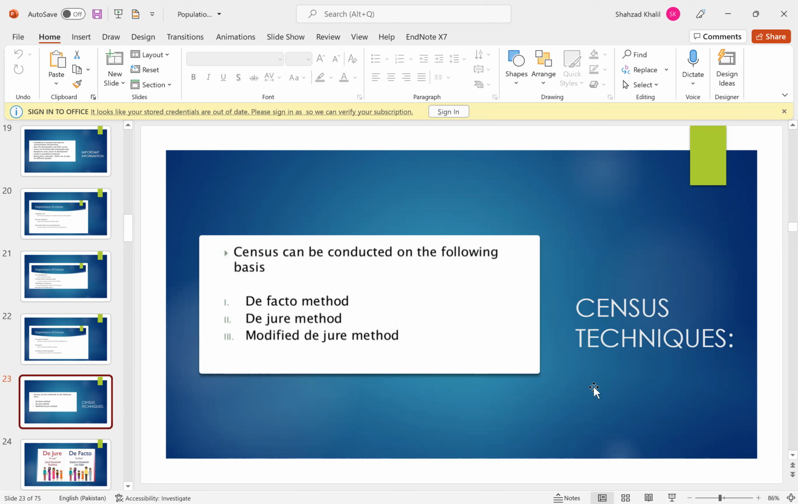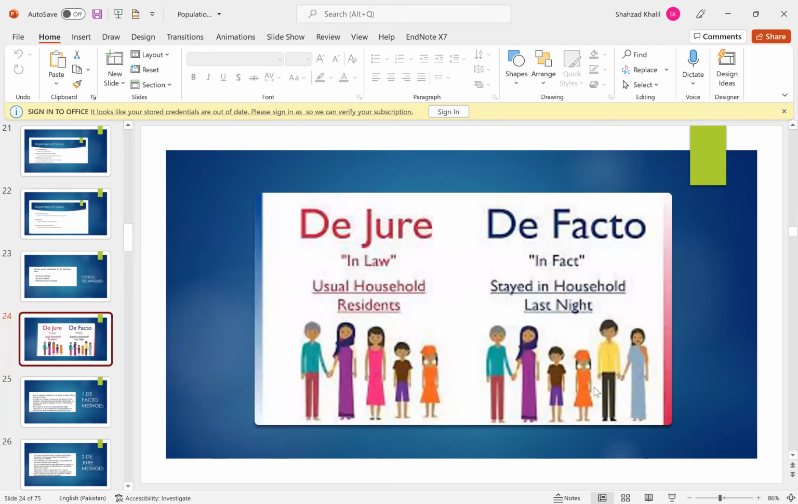Number one is de facto method, second is de jure method, and third is modified de jure method. As you can see, the de jure method is usual household resident, de facto is in fact stayed in household last night. I will describe in detail.